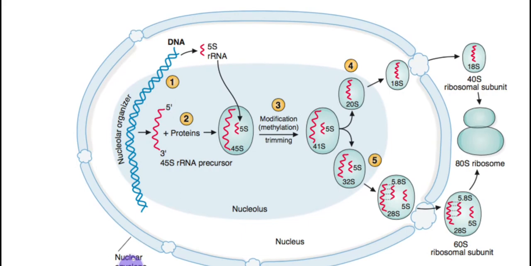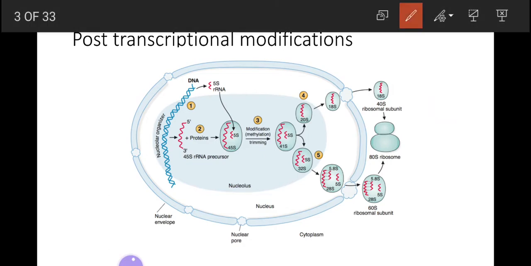the 28S, 18S and 5.8S ribosomal RNA are synthesized in the nucleolus and they are transcribed by RNA polymerase 1. But the 5S ribosomal RNA is not synthesized by RNA polymerase 1, rather it is transcribed by RNA polymerase 3. So here you are seeing that 5S ribosomal RNA is synthesized separately, and other species of the ribosomal RNA are synthesized separately.